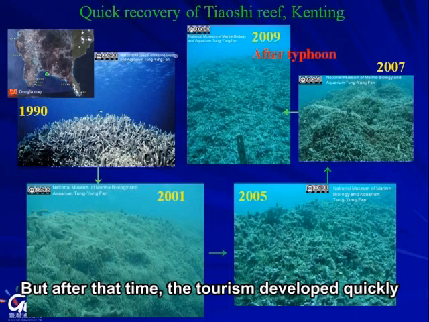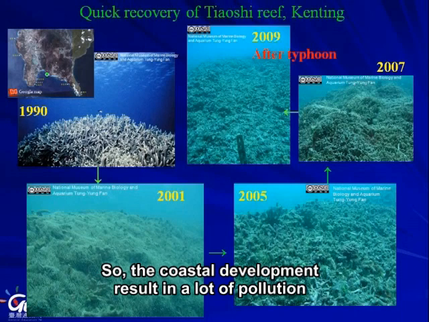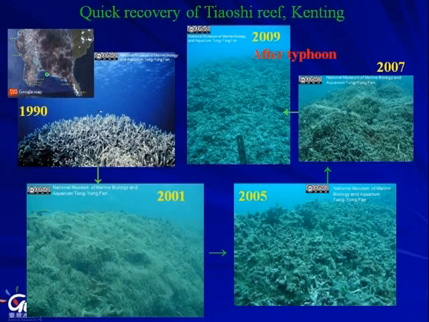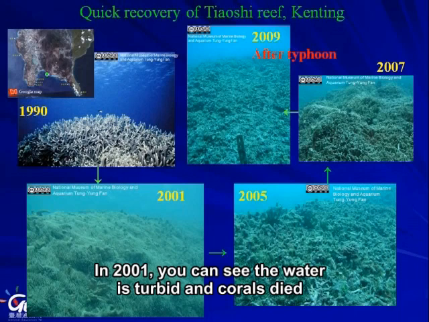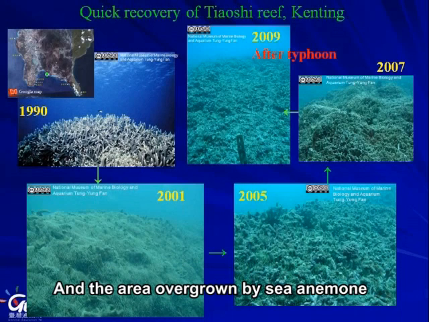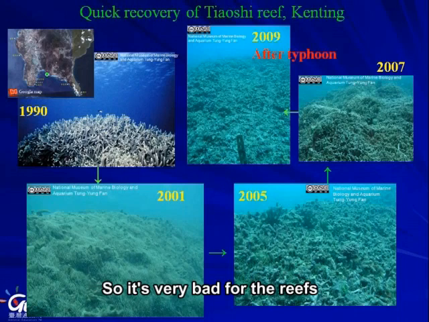But since after that time, the tourism developed quickly. So the coastal development result in a lot of pollution. In 2001, you can see the water is turbid and the corals died, and the area overgrown by sea anemone. So it's very bad for the reefs.